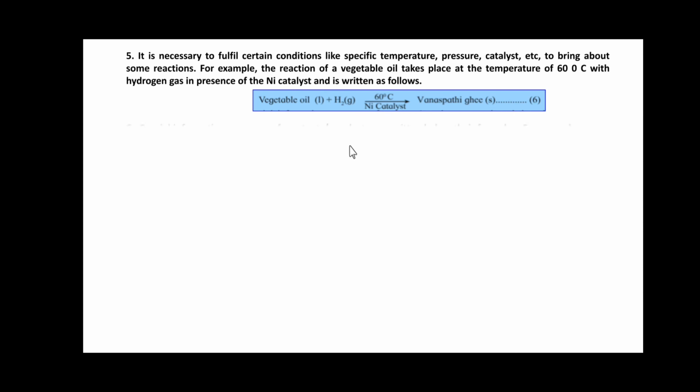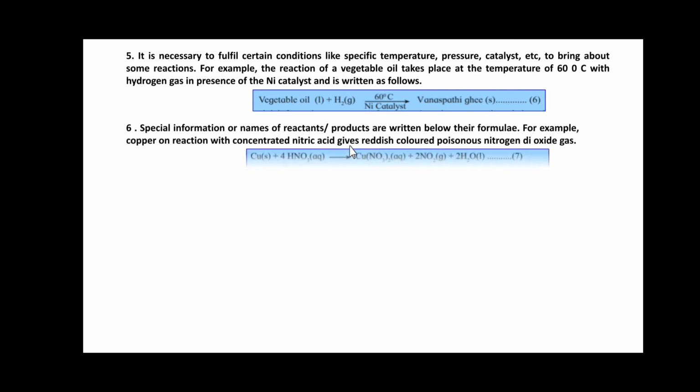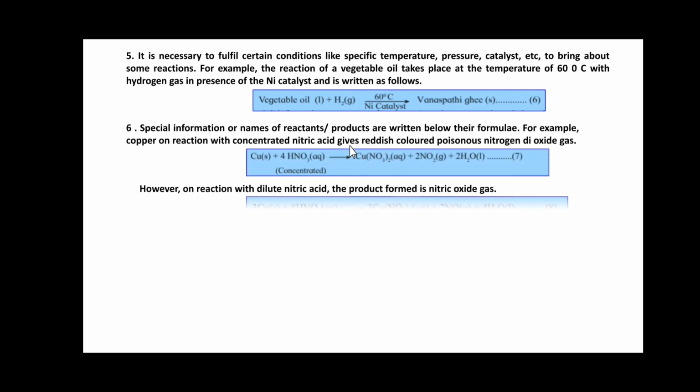This is the sixth equation. Special information about the names of reactants or the products is written below their formula. For example, copper in reaction with concentrated nitric acid gives a reddish colored poisonous nitrogen dioxide gas.